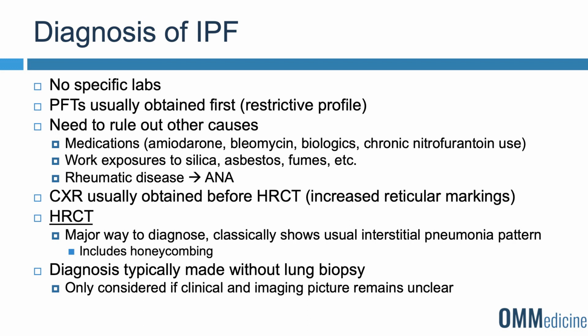So the workup for pulmonary fibrosis is going to include things like medications. Is the patient on things like amiodarone, bleomycin, or chronic nitrofurantoin (Macrobid) use, because all of these medications can cause pulmonary fibrosis.